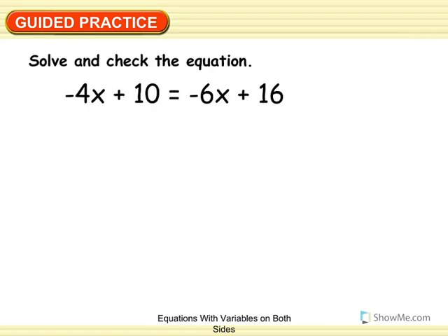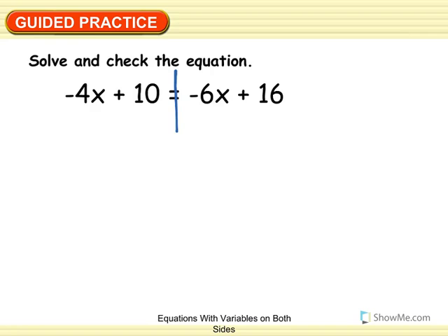So technically for an equation like this, you have 4 different choices. You can eliminate any of these terms and make it essentially a 2-step equation. You could eliminate negative 4x by adding 4x on both sides. You could eliminate 10 by adding negative 10 on both sides. You could eliminate negative 6x by adding 6x on both sides. Or you can eliminate 16 by adding negative 16 on both sides.